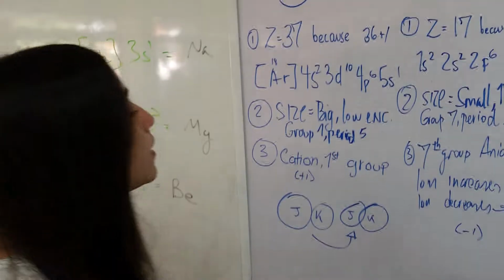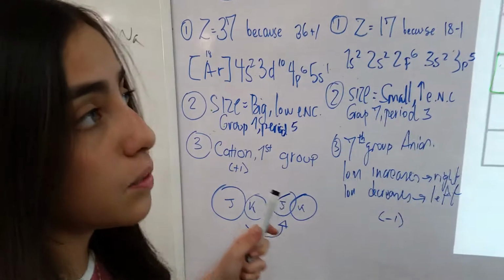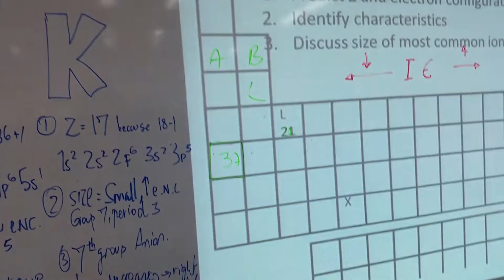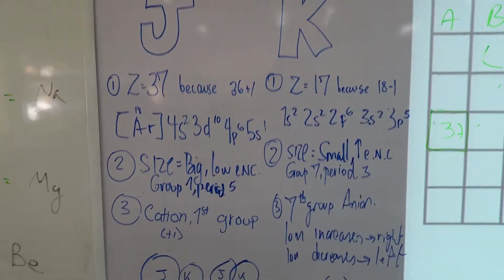Exactly. So it will be a cation with a charge of plus 1 when it forms a compound with a non-metal. And yeah, that's practically it.